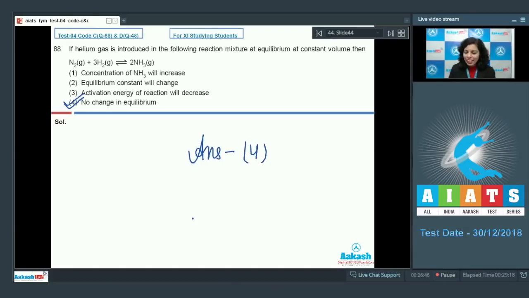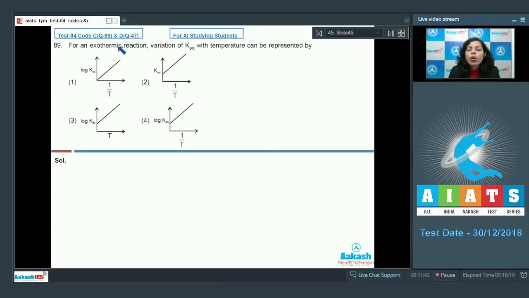Now, after this, let's take the next question. Question number 89. For an exothermic reaction, variation of K equilibrium with temperature can also be represented by. Here we have to just represent the relation between K equilibrium and temperature. Let us see the equation.